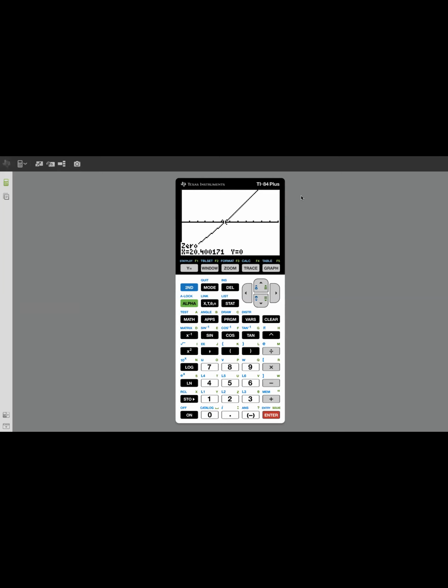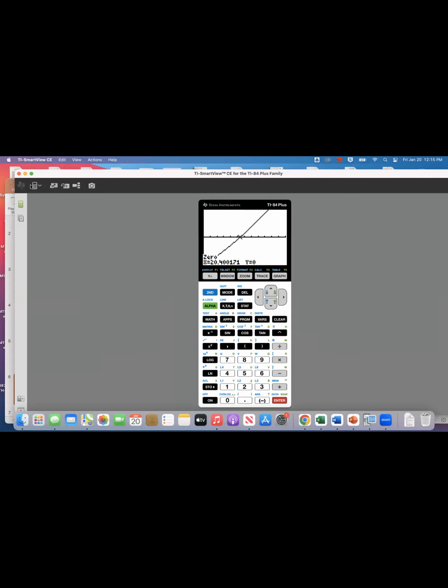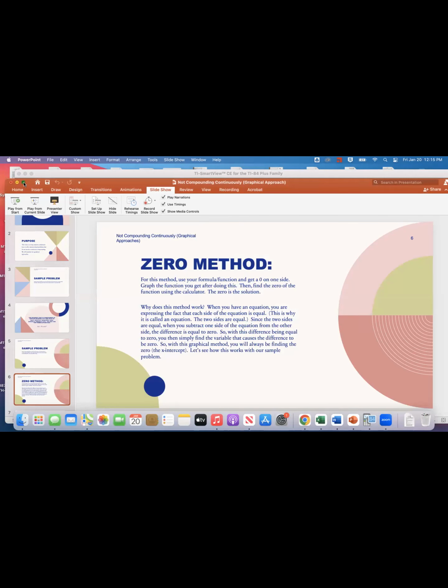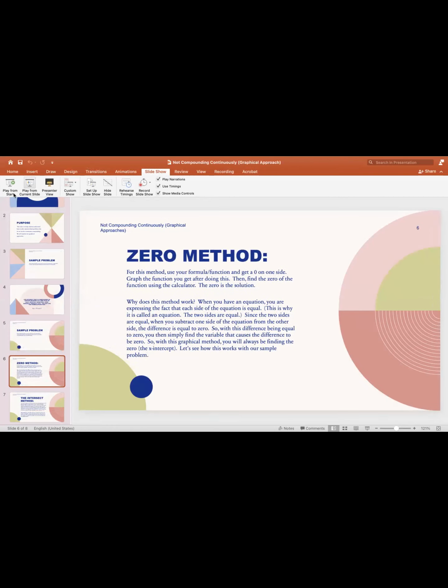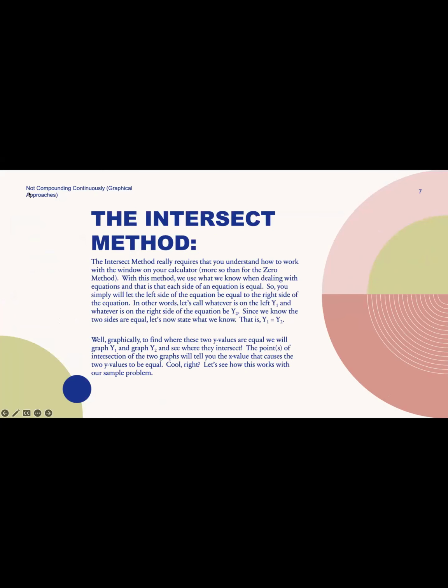Let's take a look at the other type of graphical approach. Let me return back to my presentation here. The other approach that we want to look at is the intersect method. And again, I showed you this in a previous video, so we're just going to practice with this again.